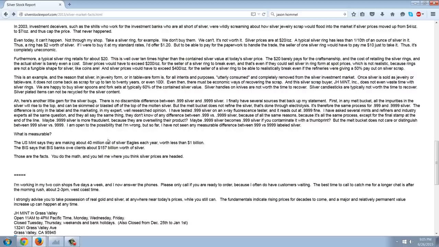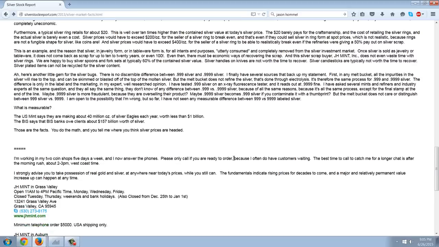I didn't know that. What is measurable? The U.S. Mint says they're making about 40 million ounces of silver eagles each year, worth less than $1 billion. The BIS says the BIS banks owe clients about $157 billion worth of silver. These are the facts. You do the math, and you tell me where you think silver prices are headed.